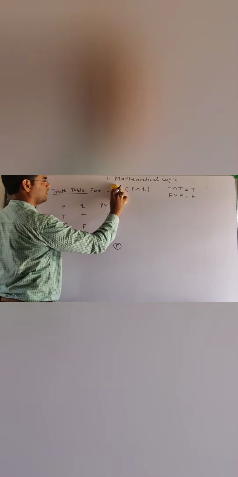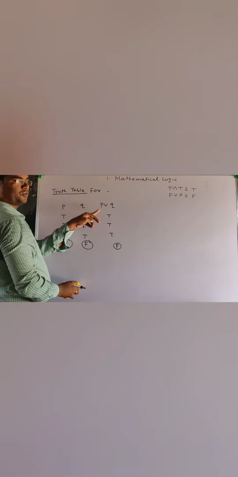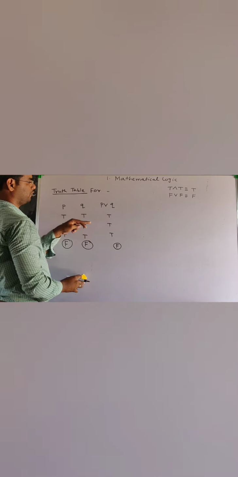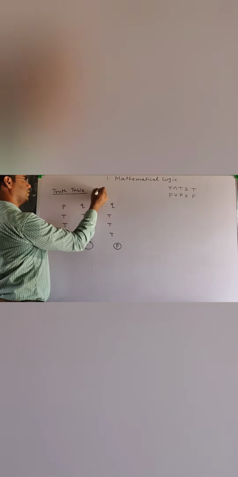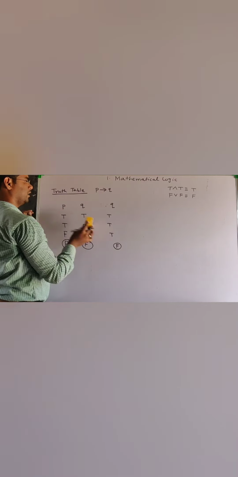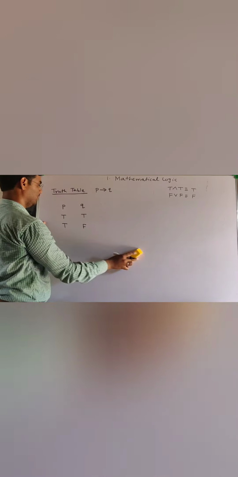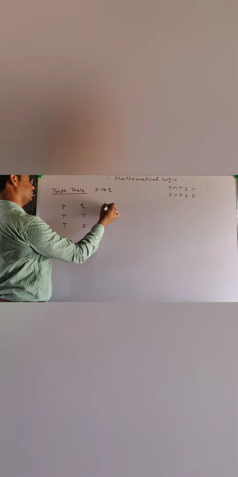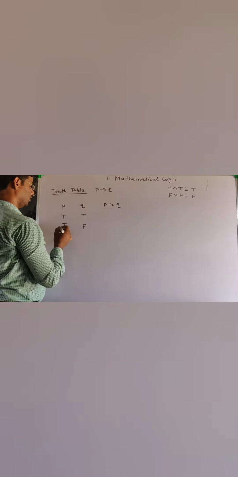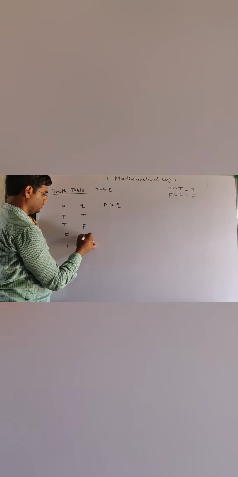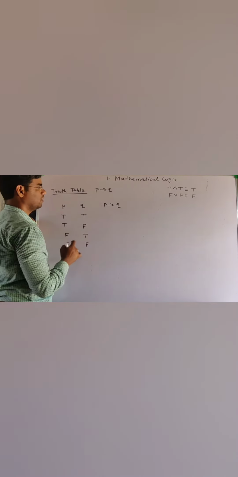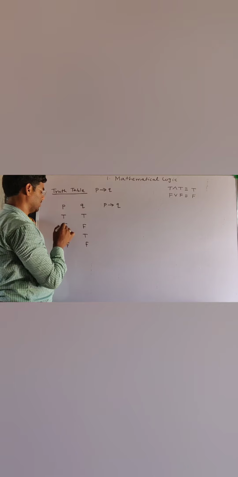Next is the truth table for implication. This was the truth table for disjunction, that is for OR. Now the next is the truth table for implication. Implication means P implies Q, a conditional statement. The common entries are true, true, false, false and true, false, true, false. For P implies Q, the key rule is what?